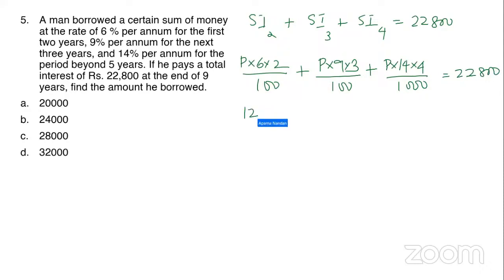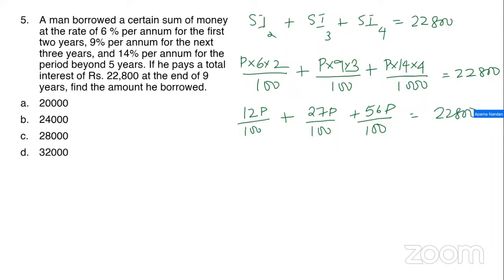Clear? So 6 into 2 is 12, so this is 12p by 100. 9 into 3 is 27, so 27p by 100. And 14 into 4 is 56, so 56p by 100. The denominator is common, so you can just add everything and you will get 22,800. So 12p plus 27p plus 56p will be equal to 95p. So 95p by 100 is equal to 22,800, isn't it? So P will be equal to what?